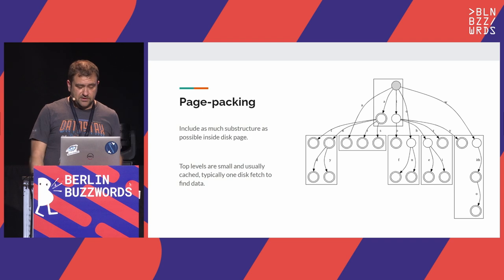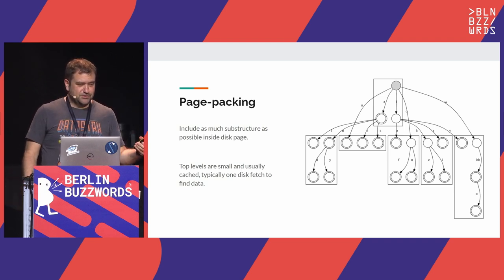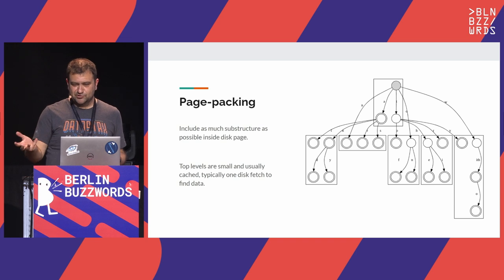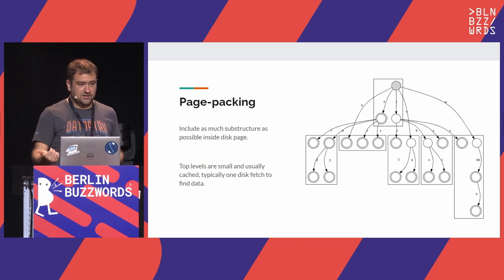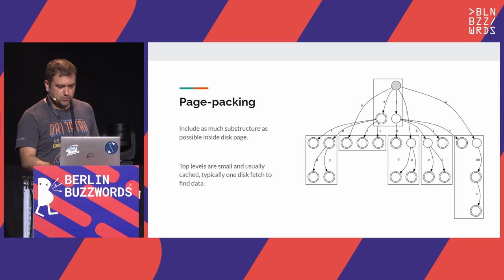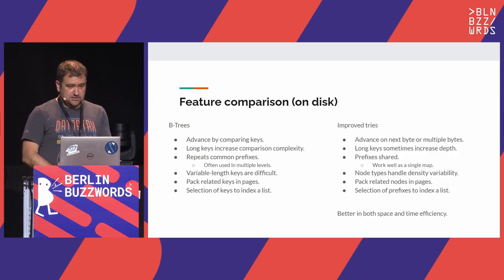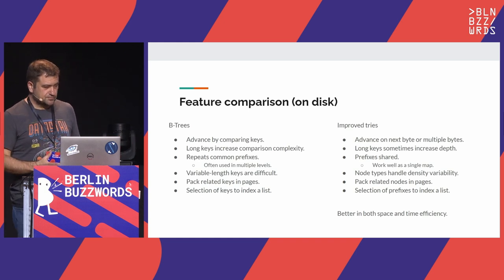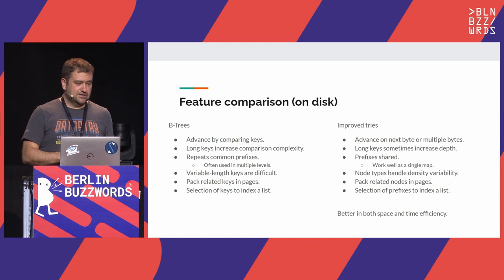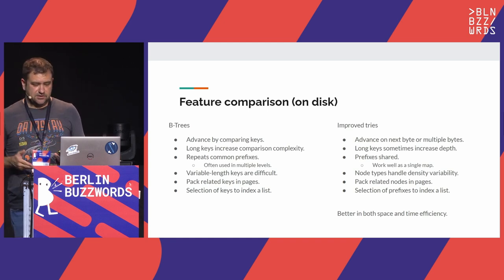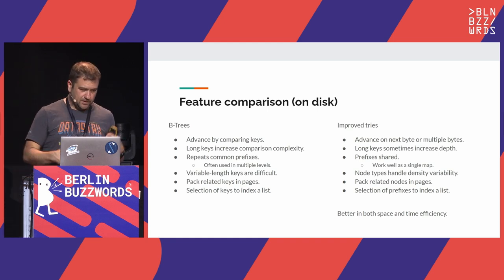This is equivalent to the B-tree packing of keys, but now we do this with just simple transitions, like in the trie, just bytes rather than big keys, which can be much, much more efficient. In other words, we now have improved tries, which can advance on the next byte, or we can advance on multiple bytes if we know that there's only one path in the trie for this position.